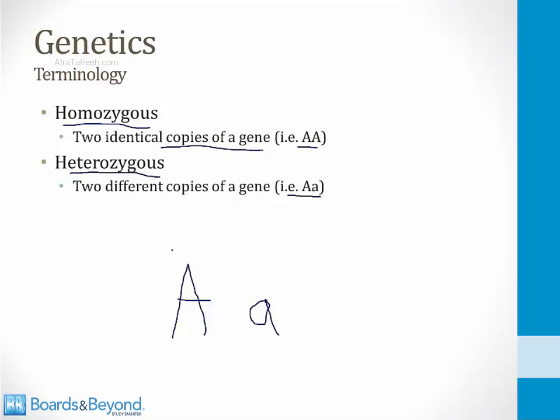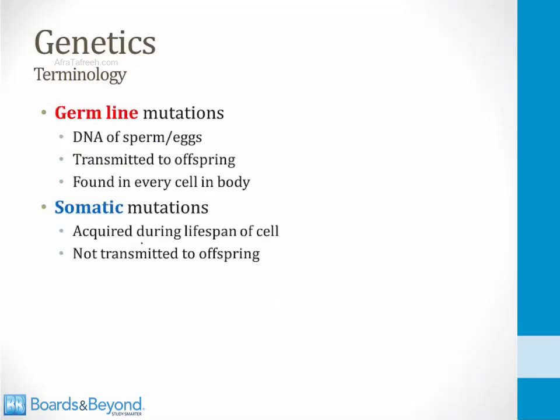Mutations in our gene are what lead to different alleles and different versions of a particular gene. So let's talk about types of mutations. A germline mutation is a mutation that occurs in the DNA of sperm or egg cells, in other words, of gametes. This type of mutation can be transmitted to offspring, and when it is, the DNA mutation will be found in every cell in the body of that offspring that inherited that germline mutation.